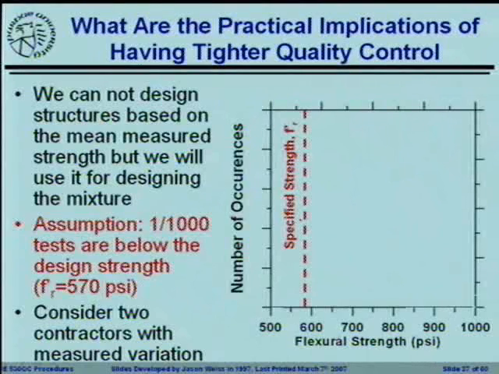Okay? Now, what are some of the practical implications? All right, is there a way to use statistics and use process control for good instead of evil? How would a contractor actually benefit from having a better quality control group?